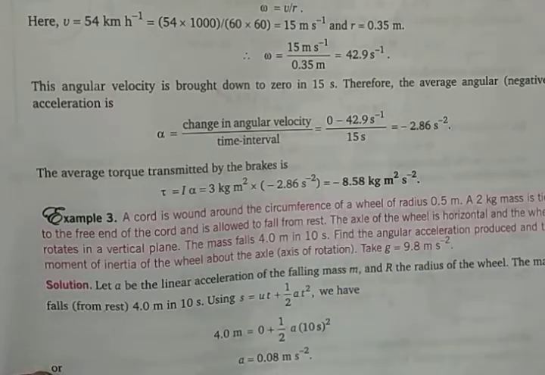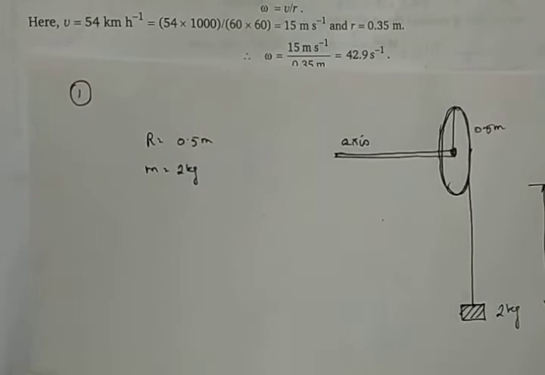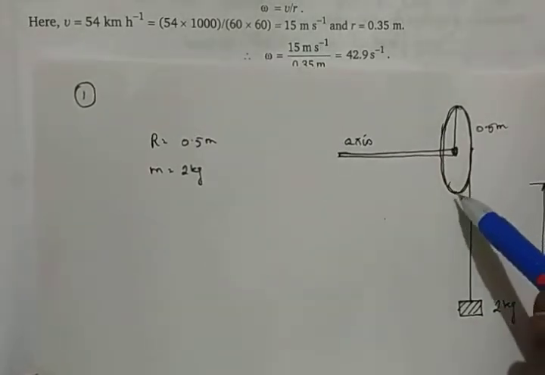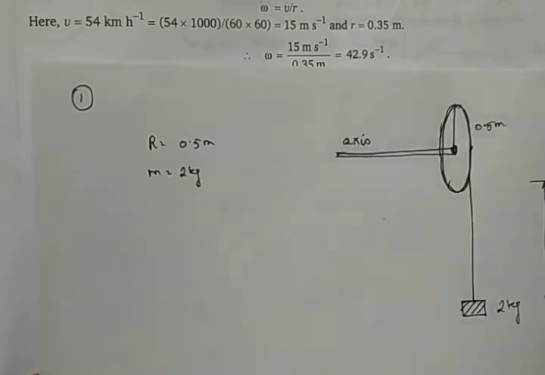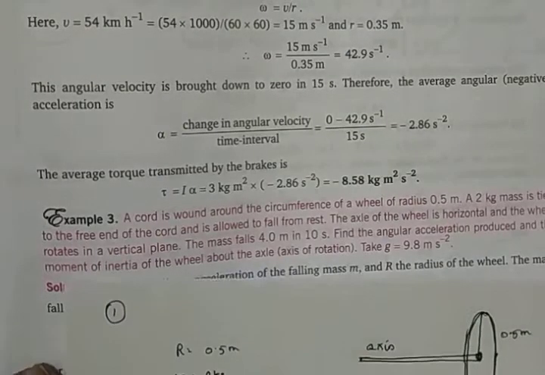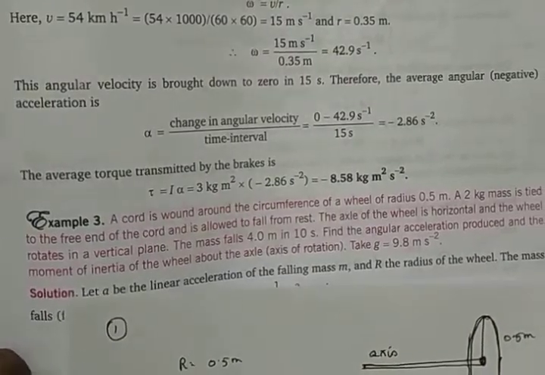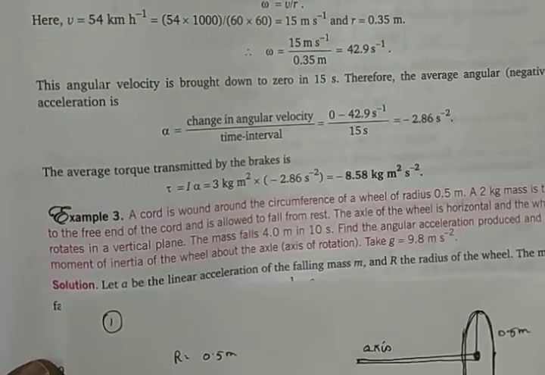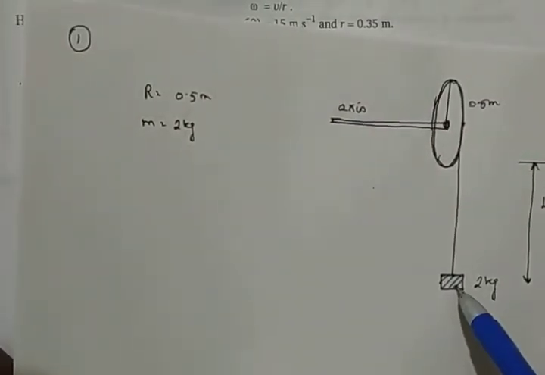You know about the wheel. So it is something like this. This cord is wound on the circumference of the wheel, right? And this is the axis of this one. Now it also says the wheel radius is 0.5 meters and a mass of 2 kg is tied to the free end of the cord. This is what it is.